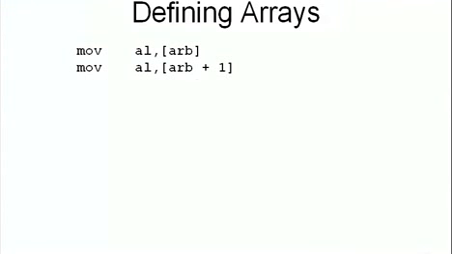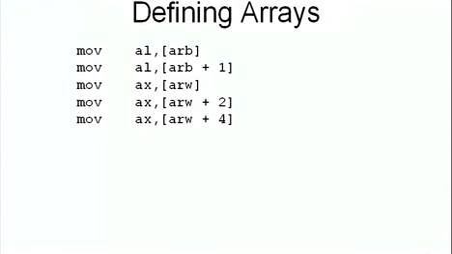In the same way, you can address the first member of an array of 16-bit numbers by using the address of the array. But to address the second member, you need to add 2 to the base address because each member of the array takes up 2 bytes. To address the third member, you need to add 2 more, which is an offset of 4.